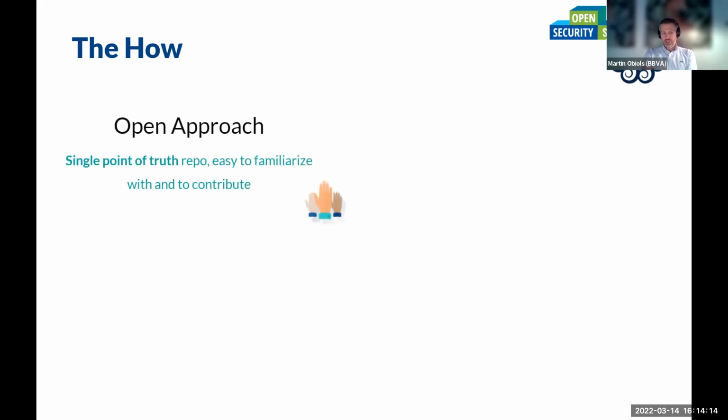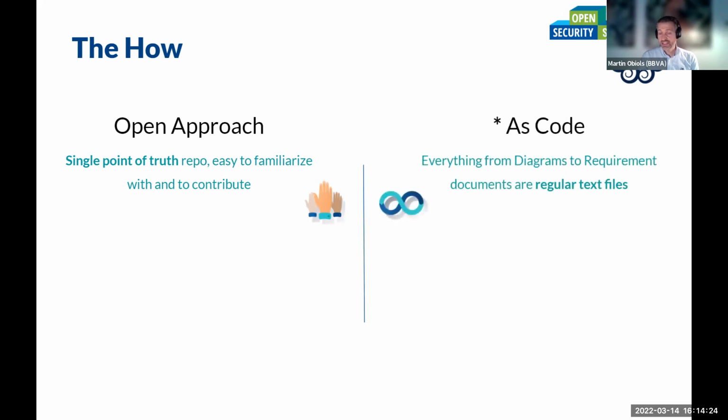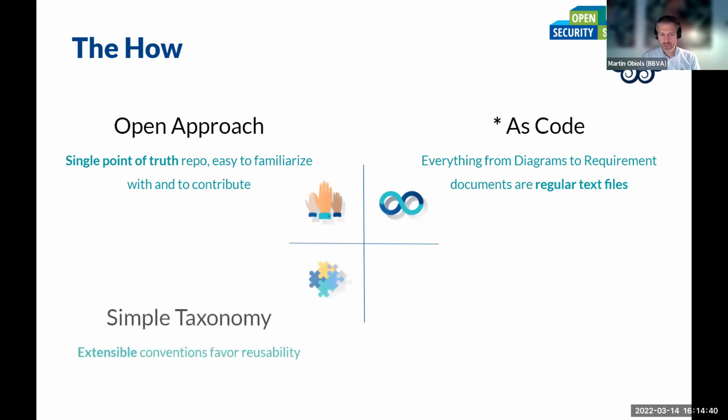So how are we going to do that? Our approach is an open approach. We will create a single point of truth repository that is easy to contribute to, as we were saying earlier. We will manage everything as code. Everything from diagrams to security requirements will be regular text files. This is an important thing because we want to ditch old-fashioned Office formats such as Google Docs or Microsoft Office.